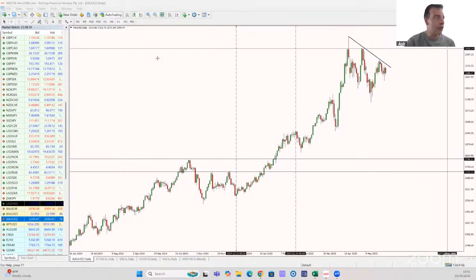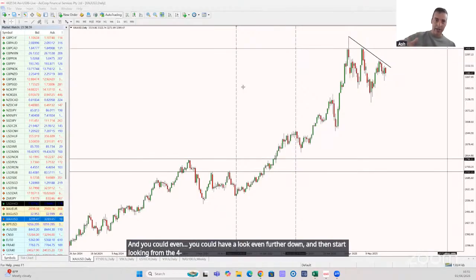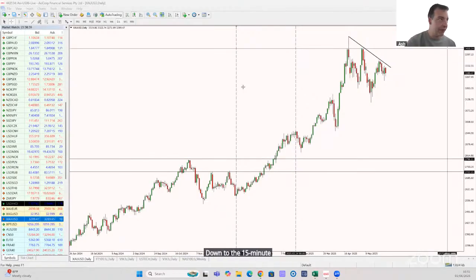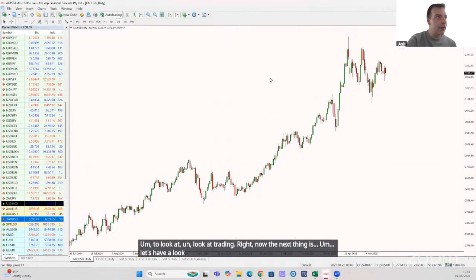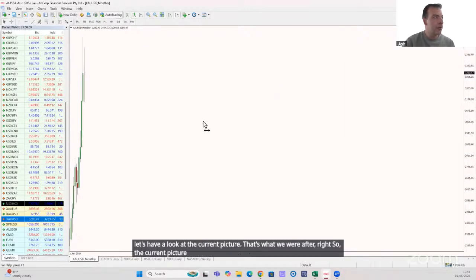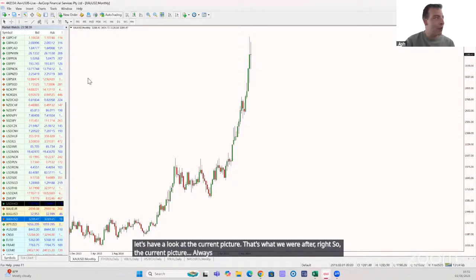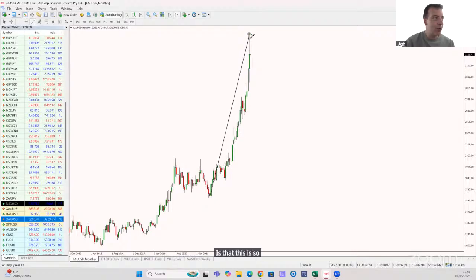And you could have a look even further down and then start looking from the 4 hour down to an hour down to the 15-minute chart and everything else. But you've got a really strong area there to look at trading. Right, now the next thing is let's have a look at the current picture. That's what we were after, right? So the current picture. Always start with a monthly. Now, my problem with the monthly, a big problem actually, is that this is so parabolic.